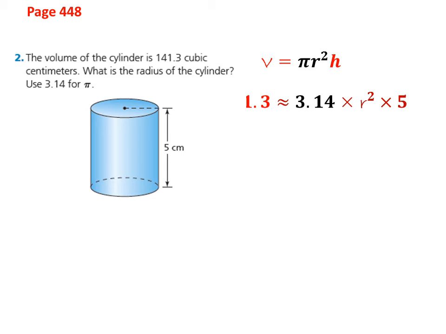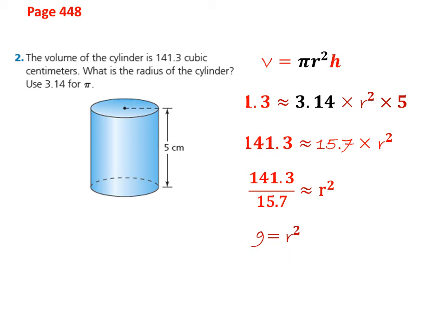How to simplify? The first step, multiply 3.14 times 5. 3.14 times 5 is 15.7. Now divide by 15.7 to solve this equation. 141.3 divided by 15.7 is, divide now, the answer is 9. So R squared is 9.